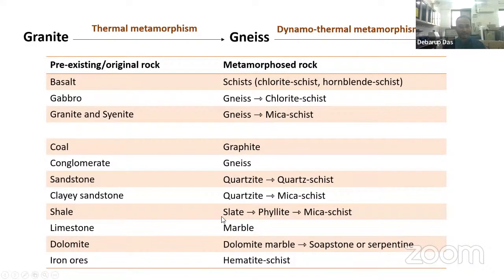So there are some examples you should remember, which pre-existing rock results into which type of metamorphosed rock. Very important are the examples of basalt, granite, coal, and limestone. These four are very important. Another very important one is shale. Shale converts into slate.